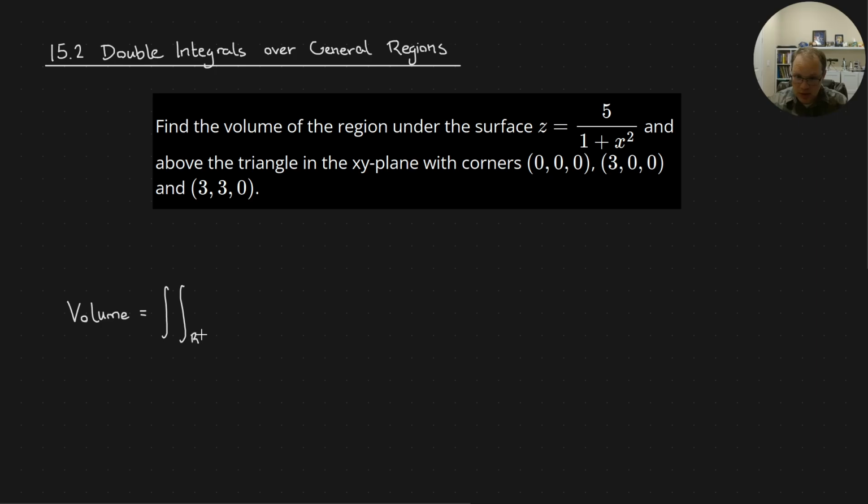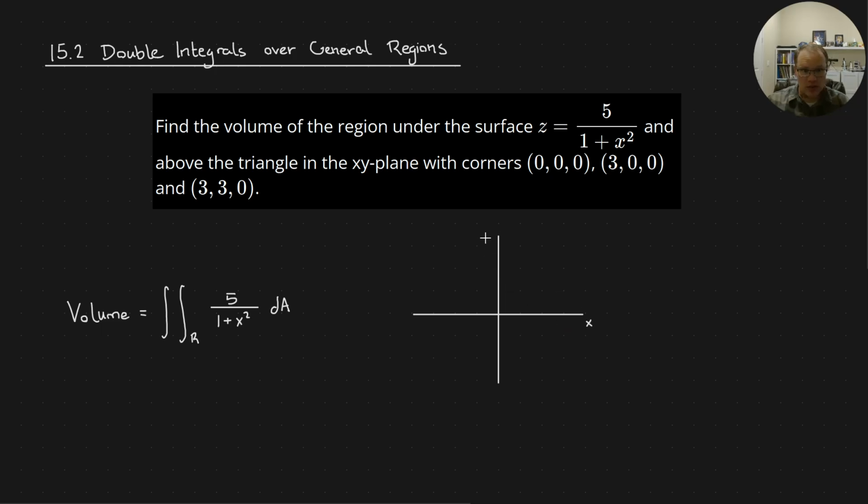So we want the double integral over the region, the triangular region. We'll deal with that in a moment. The double integral of the surface, so 5 over 1 plus x squared, and we're going to integrate it over the area. Okay? So the hardest part about these double integral problems is dealing with the varied regions that we're going to have. So it's always a good idea to sketch out the region.